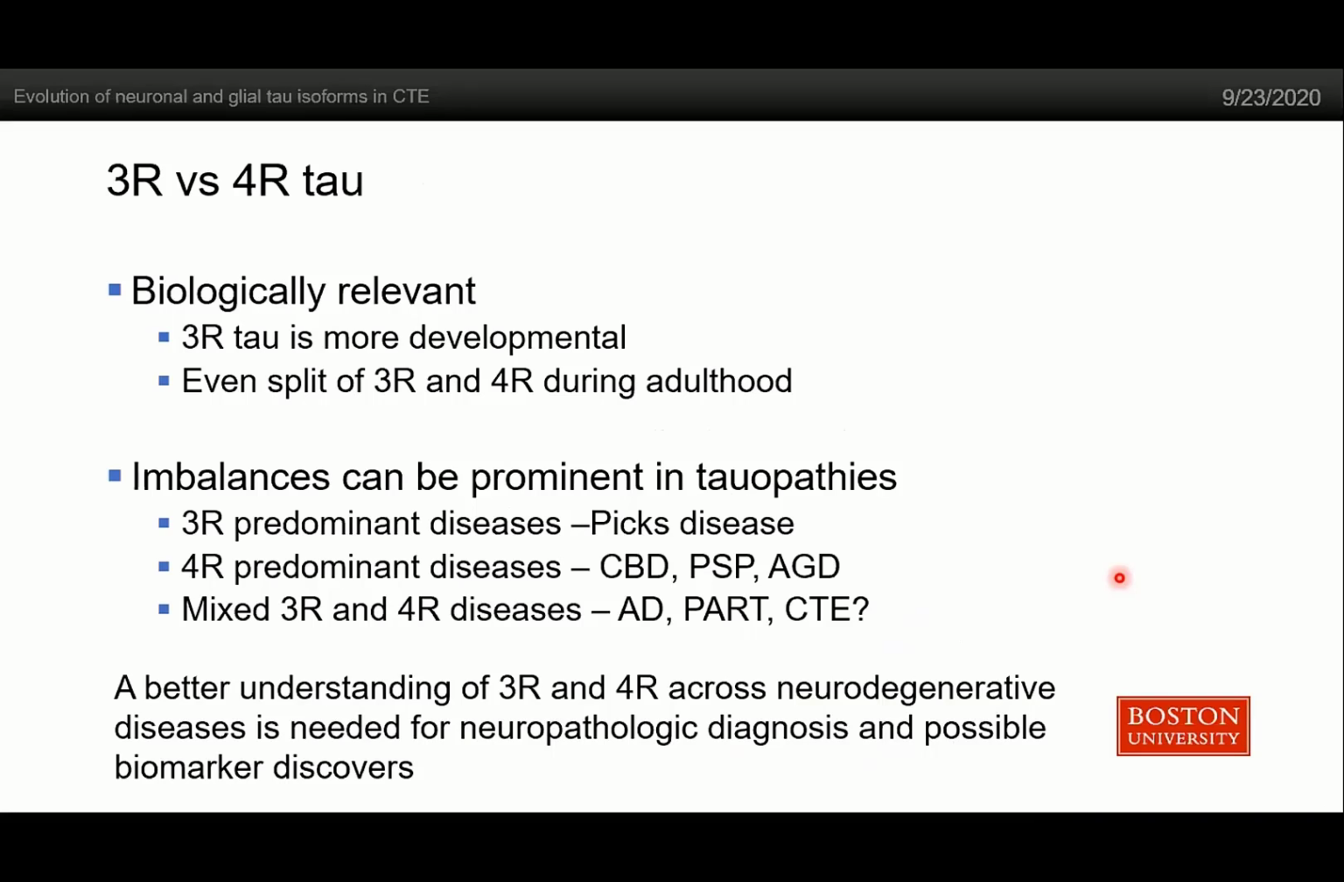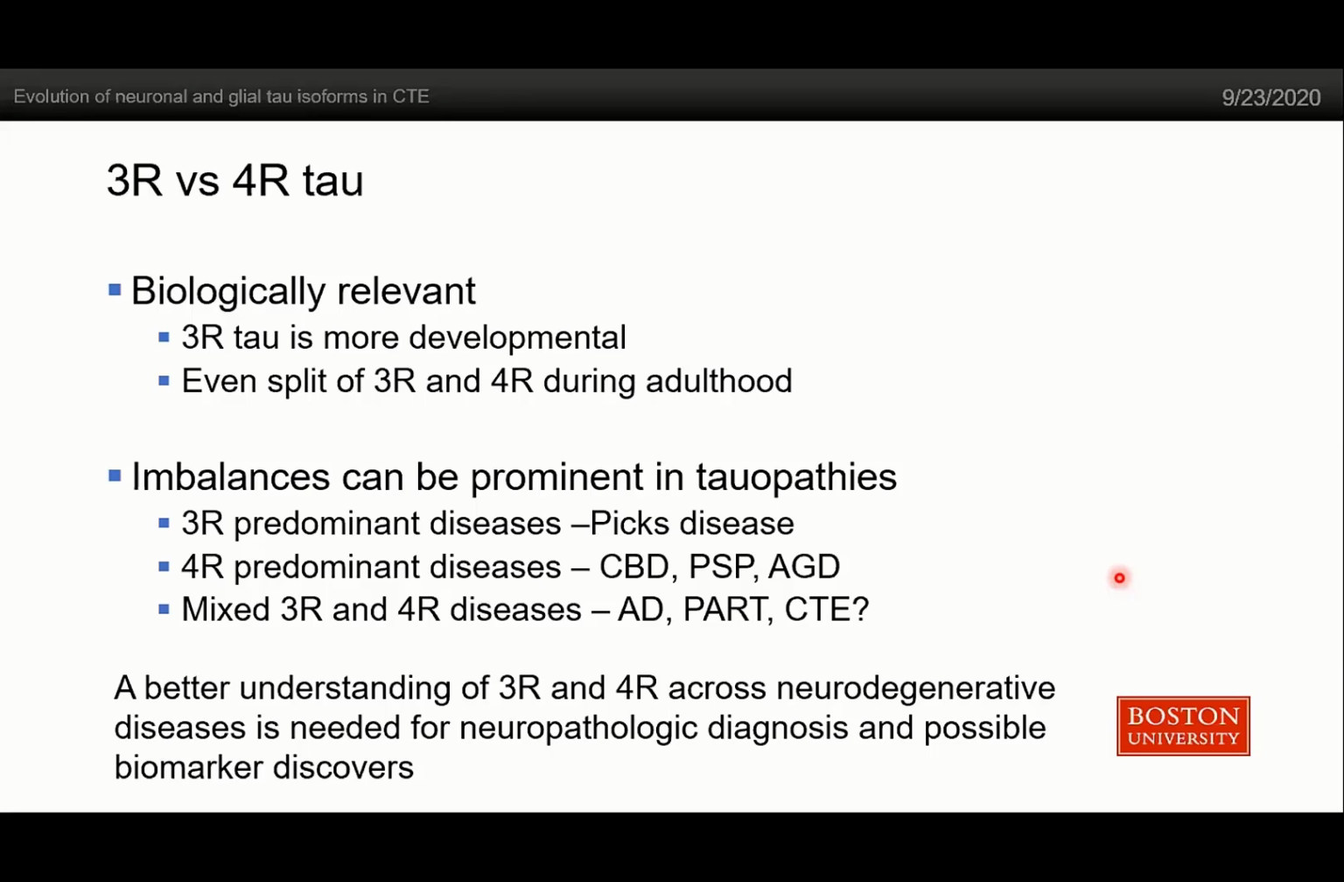3R tau is more present in development. As you develop further and into adulthood, you get even amounts of 3R and 4R. Different diseases seem to be typified by 3R and 4R in different quantities, and these are all tauopathies. There are 3R predominant diseases, so they only have this 3R phenotype present. There are 4R predominant diseases, and there are 3R and 4R diseases, so they have both. This has become a way that you can identify different diseases based on this neuropathological staining, and it's become quite useful.